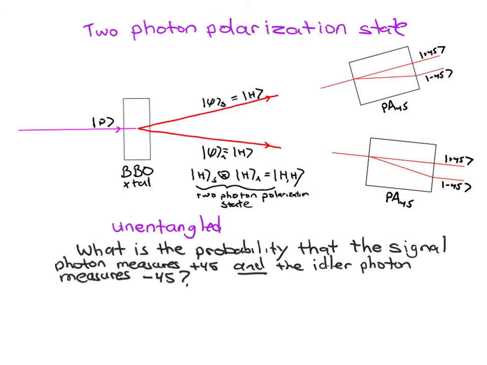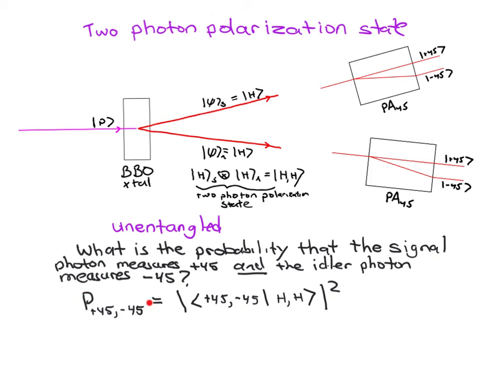And then suppose I want to calculate a kind of joint probability. The particular example is, what is the probability that if I perform measurements with these two polarization analyzers, I find that the signal photon comes out of the plus 45-degree port of this analyzer, and the idler photon measures minus 45, which means that it comes out of the minus 45-degree port on this analyzer? And our approach really is quite similar to what we did in the single particle case.